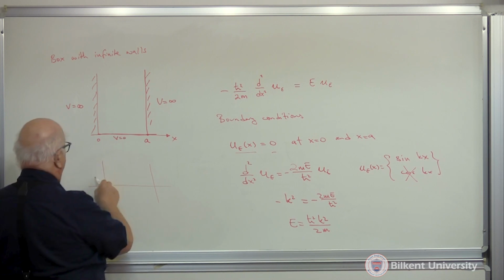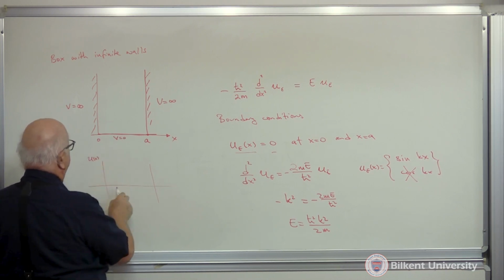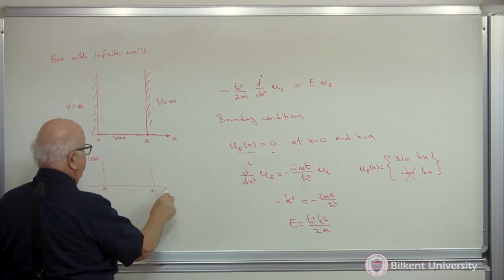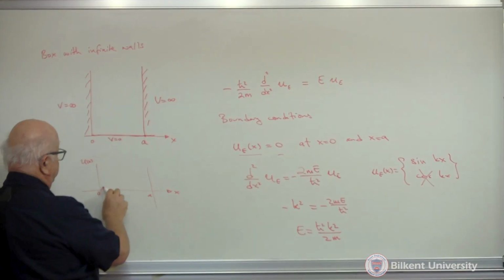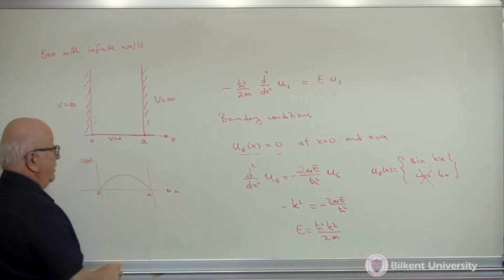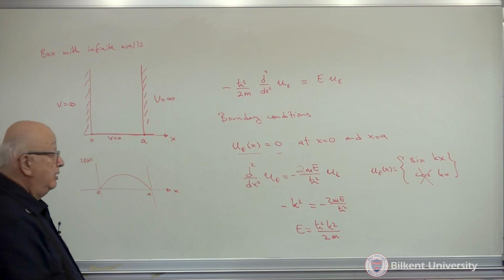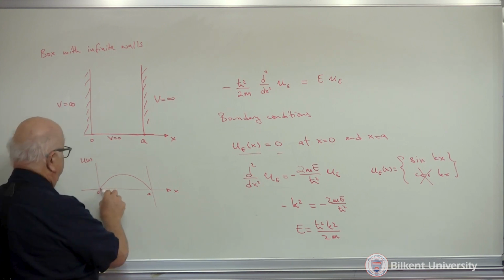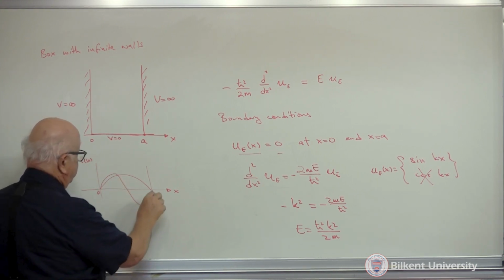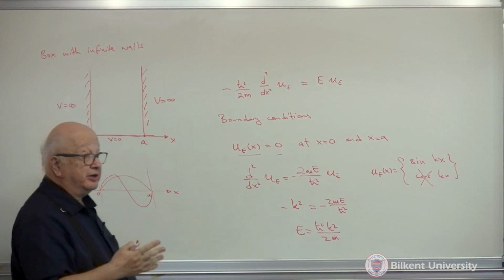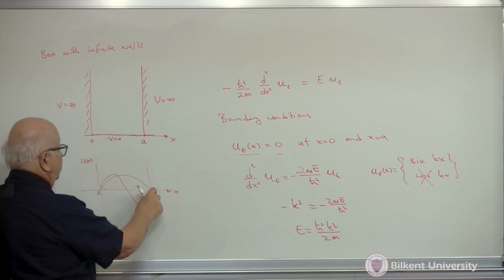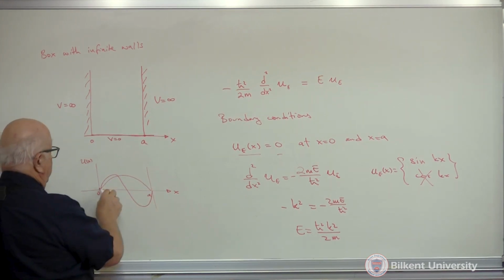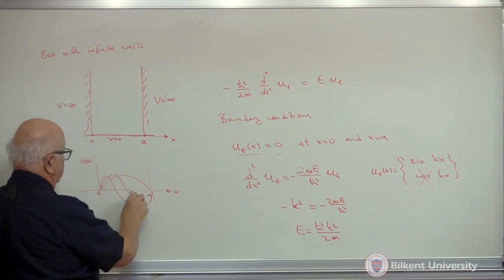So if I now look at this function u(x) between 0 and a, you see I have various possibilities. I can have a sine wave which goes like this. I can have a sine wave which goes like that. So it's nice. It always starts from 0, but it also has to end with a 0 at x equal to a, and so on.